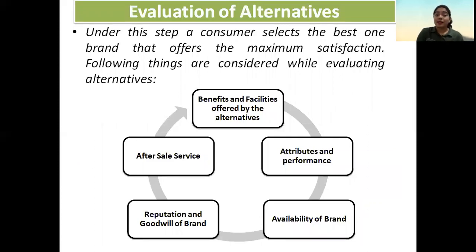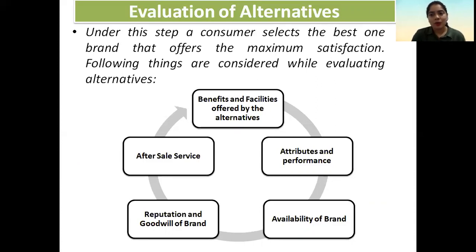The next stage is evaluation of alternatives. So, after getting information regarding a product, the consumer will evaluate the different alternative brands because a consumer cannot buy all the products. He has to select the best one that will offer the maximum satisfaction to the consumer.